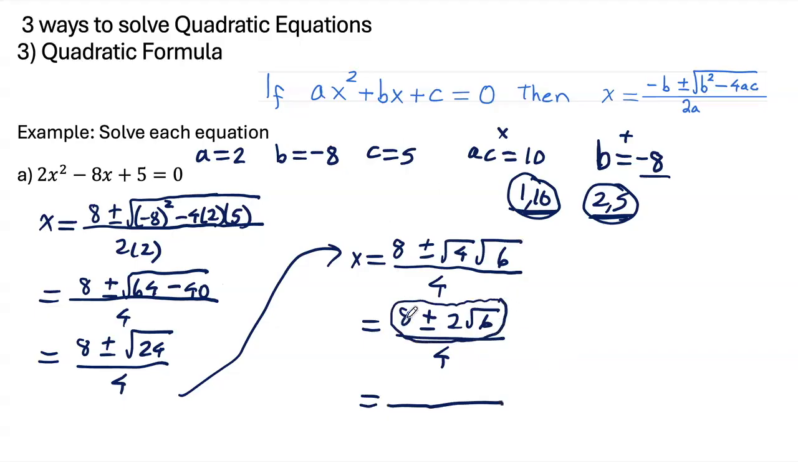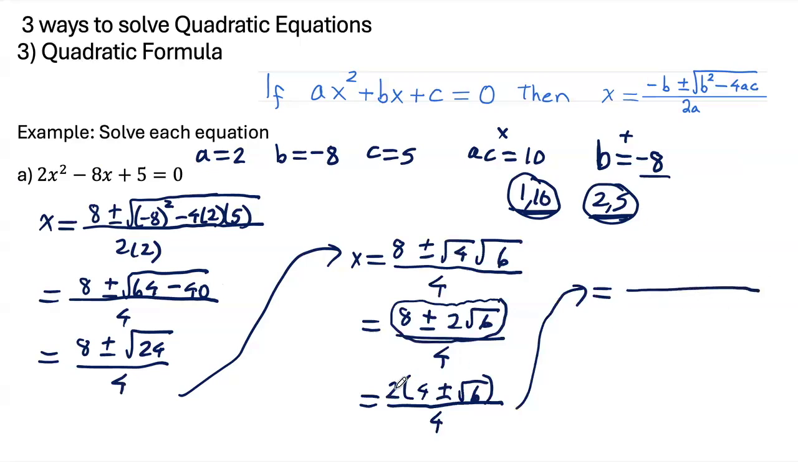So you can look at the 8 and the 2. They're both divisible by 2. Take a 2 out. If I take a 2 out, it's 2 times 4, and then it's plus or minus the square root of 6 all over 4. And then reduce it from there.